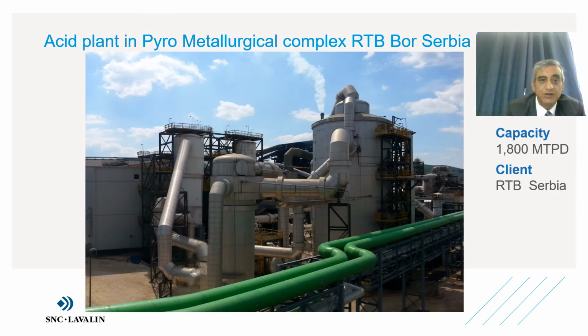Here is a snapshot of an acid plant in pyrometallurgical complex RTB Bor, Serbia. Capacity of plant 1800 metric tons per day. A standard double contact plant, SO2 concentration less than 13%.